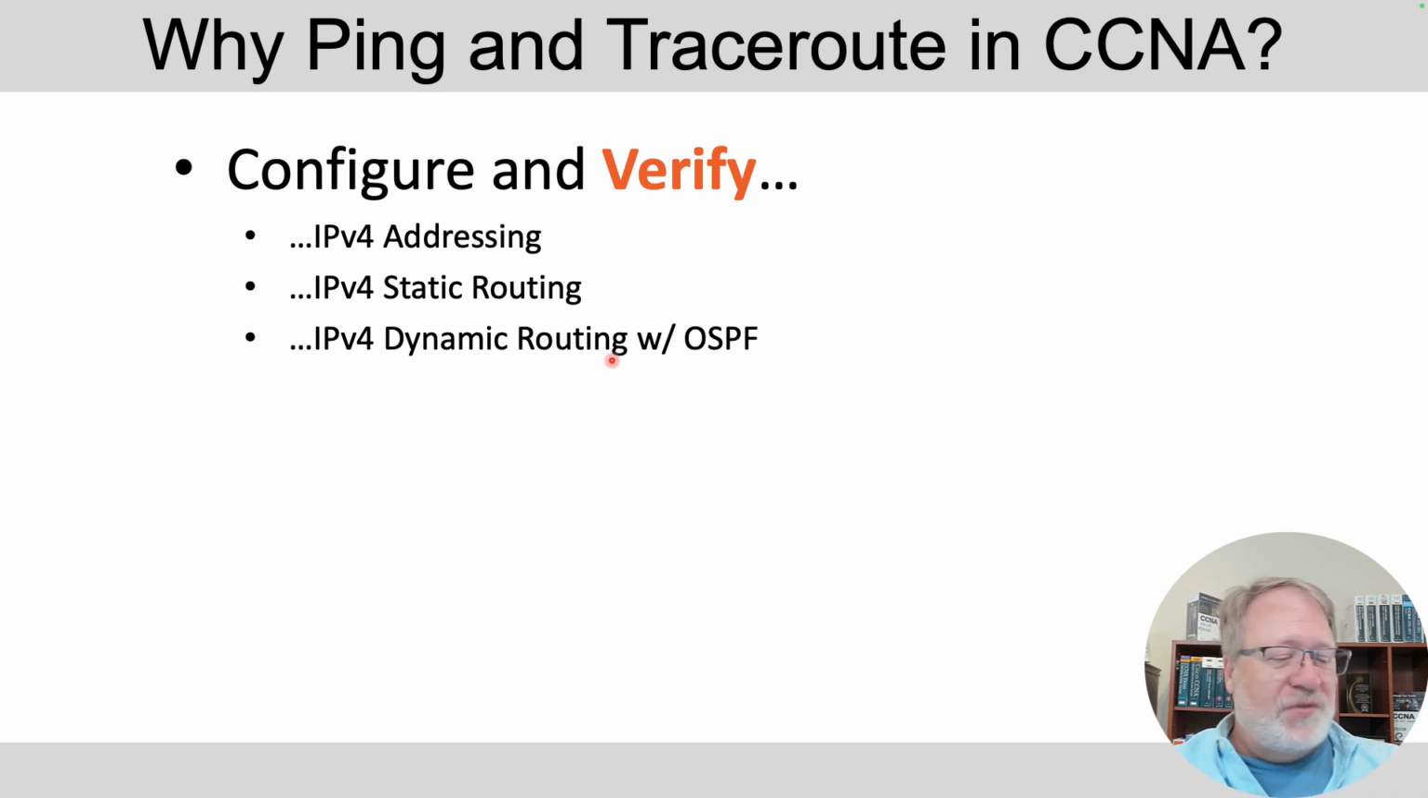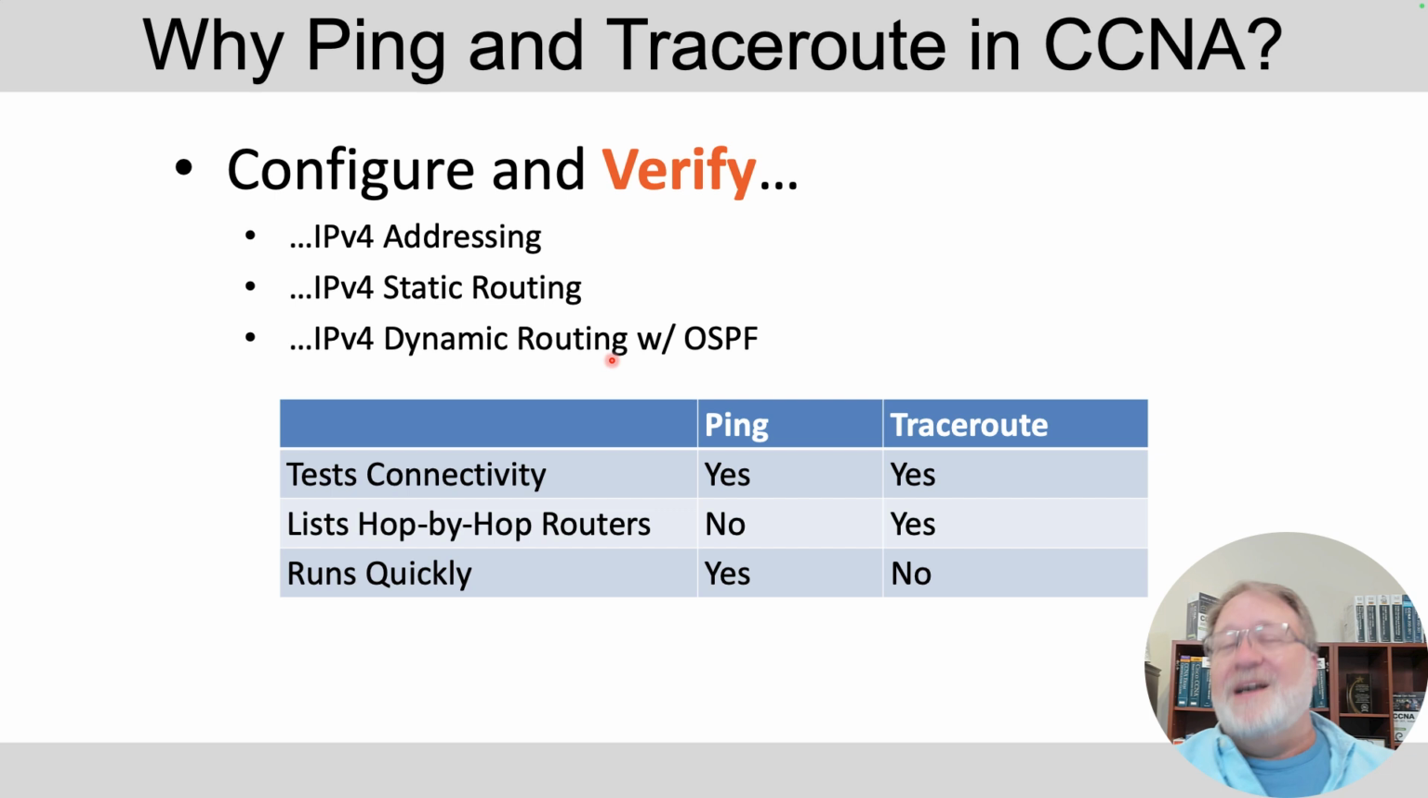Now, both are very useful commands, but they do have some differences. Ping tests basic connectivity. If you get a positive response, it says the packet got to the other endpoint and back, whereas traceroute confirms that the packet gets to the other end and back and identifies all the routers in between. So it's very useful, but it runs pretty slow compared to ping. Ping is very quick to run.